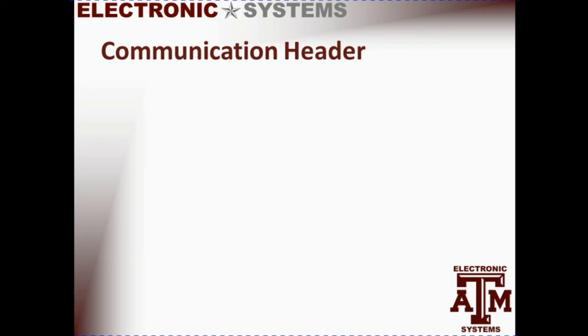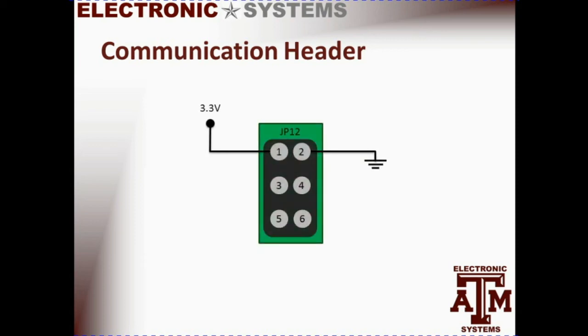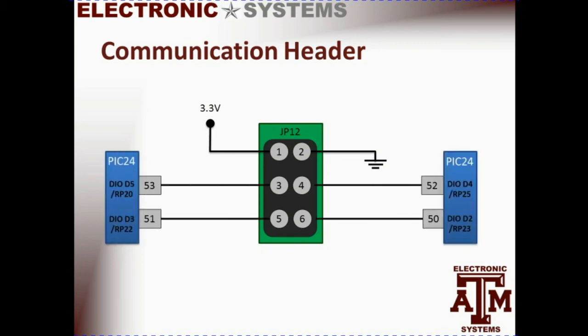The NESI board also has the ability to accommodate external devices through various serial communications protocols. At JP12, we have the ability to provide 3.3 volts and ground reference to the external device should it be necessary. In addition to the power, we have 4 data pins that can be configured through the PIC24 to accommodate a large number of different communications protocols.